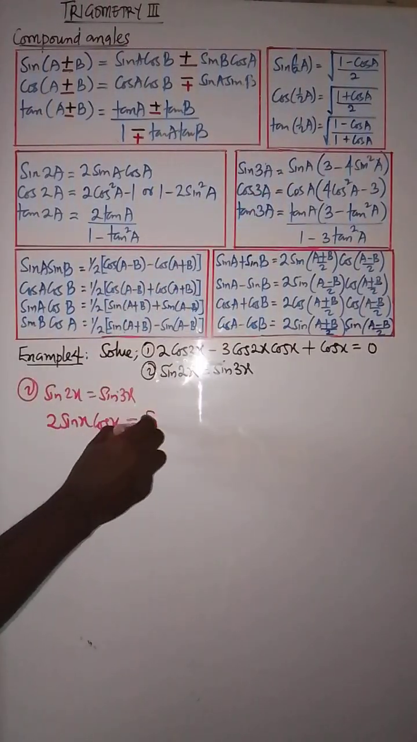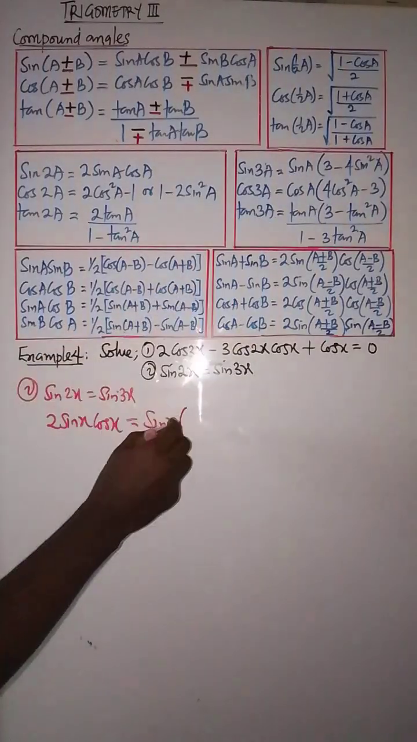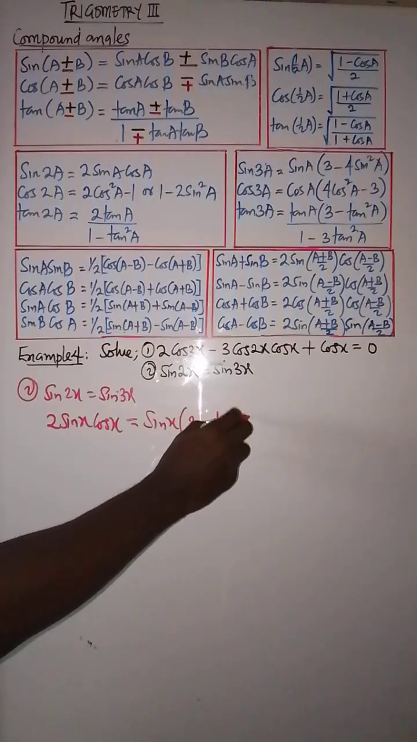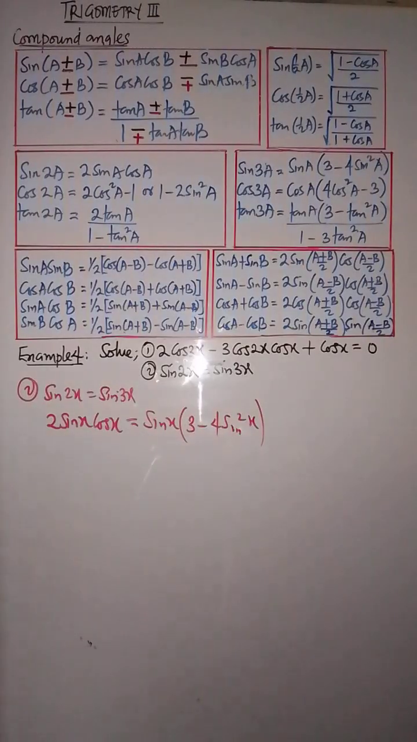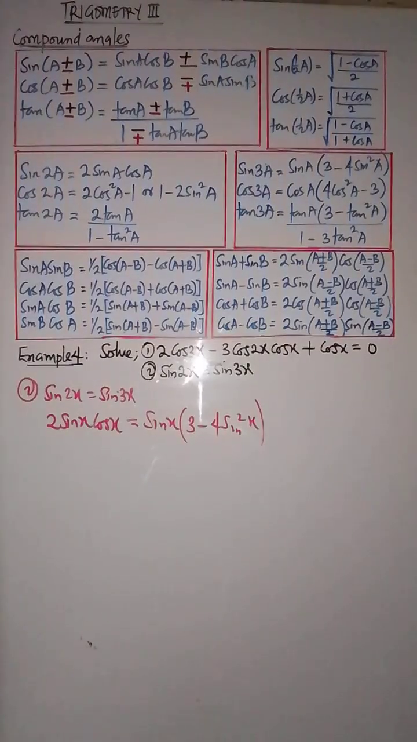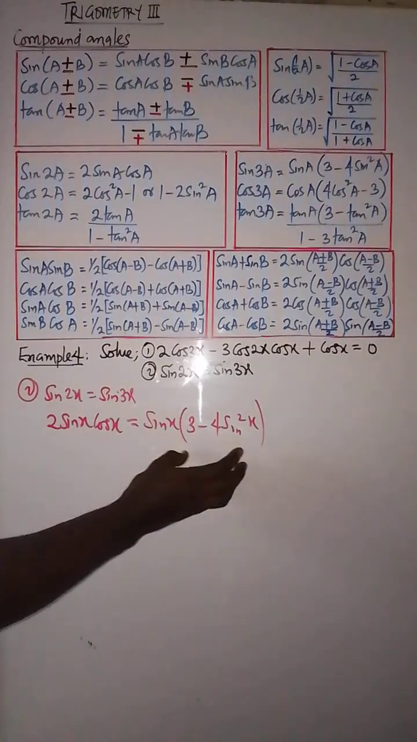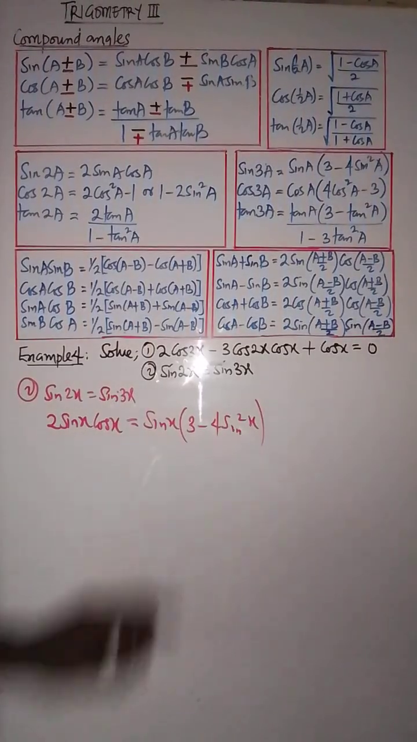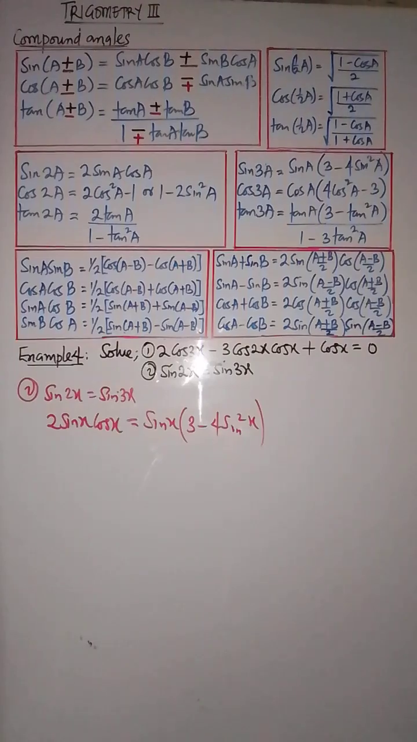That's sine A, that's sine x. Open bracket, 3 minus 4, 4 what? Sine square A. In this case, sine square x. So what happened here? Can we cancel sine x? Since it is an equation, let us not cancel. Let's bring this one here. Because for some value of x, sine x can be 0, this can be 0. And 0 over 0 is not allowed in mathematics.